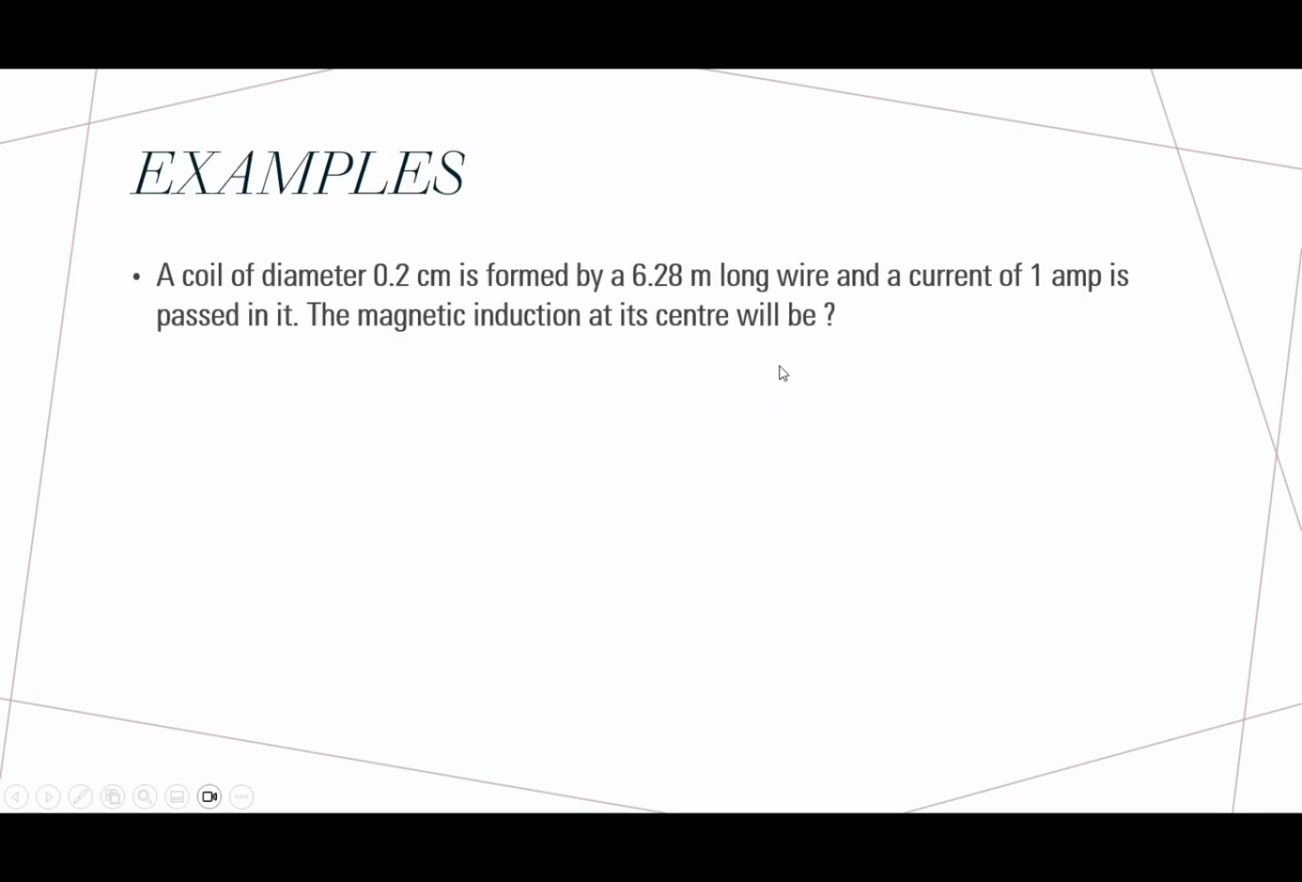A coil of diameter 0.2 centimeters is formed by a 6.28 meter long wire, and a current of 1 amp is passing through it. The magnetic induction at the center will be? So we have this formula, and we know the diameter is 0.2 centimeters, which is 0.002 meters, and we have the amp, so we have the current and everything. We just plug all these numbers in. We get 6.28 times 10 to the negative 5 Tesla.